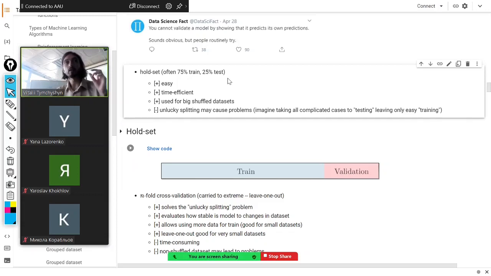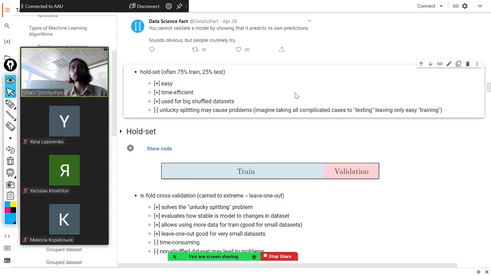So first of all, the simplest thing, the hold-out set. In many cases, we just take the whole data set. We take, let's say, in most cases, 25% and set it aside for validation, and the other 75% we use for training. So it's a very simple method, just splitting it into two parts. It's easy, it's time efficient, it's used for big shuffled data sets, it's really good. It has one minus: unlucky splitting may cause some problems.